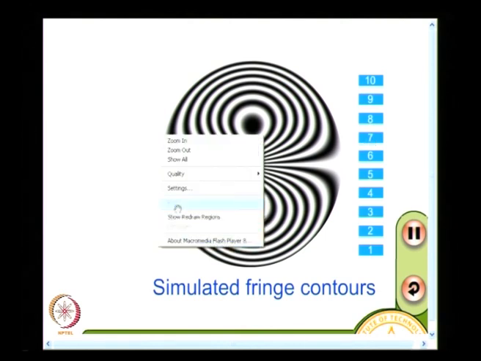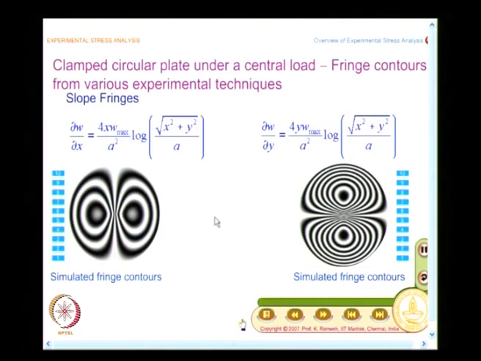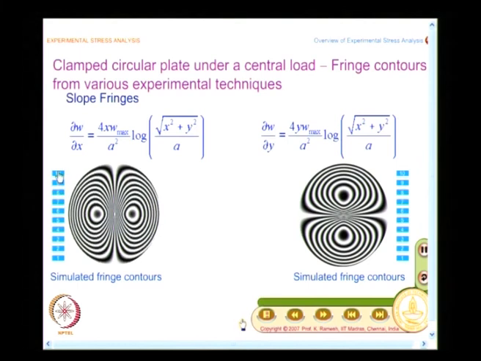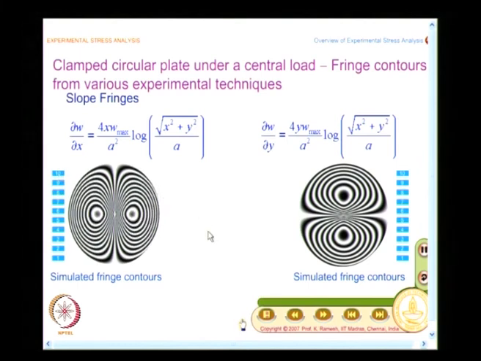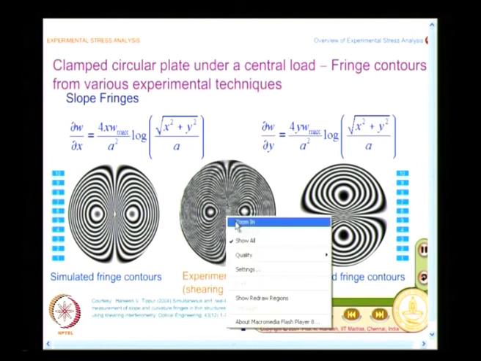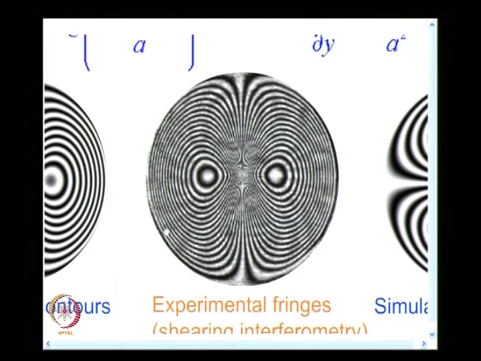And now what you will have to look at is, is there any experiment which can reveal this? These are all simulated contours. I have the expression here, I have the simulated, when I increase the load I get that, and what you find here is a very recent experiment on speckle interferometry that has given a very nice set of contours on thin wafers, and in fact it matches very well with the simulated patterns.